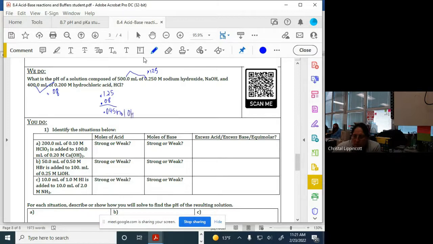And then what do we need to do? You have to add the liters together and convert it to molarity. Okay, so I'm going to add my liters together. So this is going to be 0.9 liters. That ends up being 0.05 molar OH minus. What am I going to do? Negative log gives me pOH, which equals 1.3, which means my pH equals 12.7.